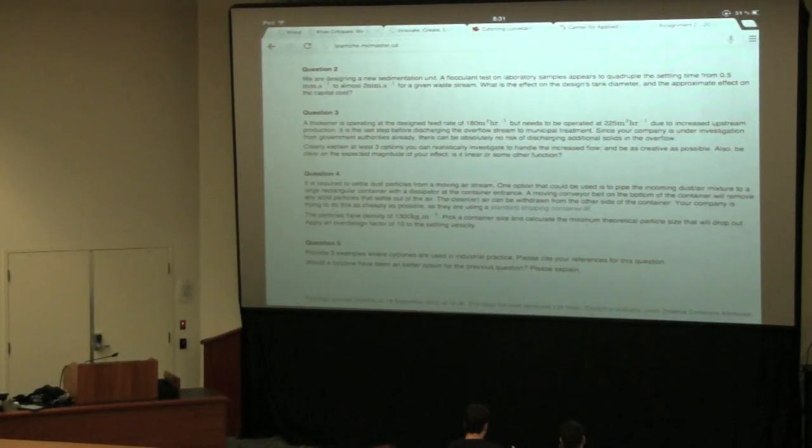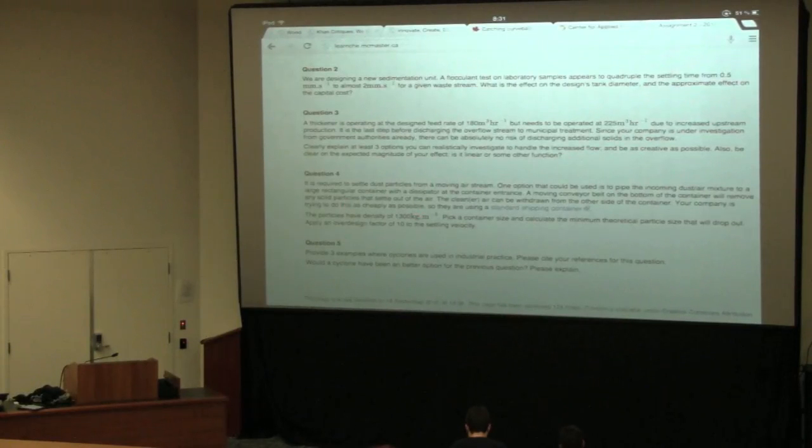There's just some clarification I'd like to emphasize on question three here, where you're looking at using an existing thickener and increasing the flow rate from 180 to 225 meters per hour. The question, just to clarify, is: give three options that you can use to investigate having an increase in flow rate. The final one to clarify is be clear on the expected magnitude of your effect. So for a given change that you plan to investigate, what is going to be the magnitude of the effect on the increased flow? Is it a linear relationship to flow, quadratic? How is your change going to affect flow rate increase through that unit?